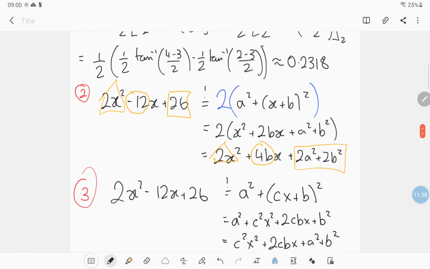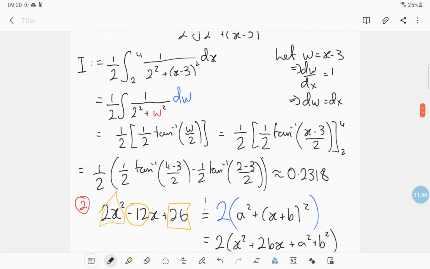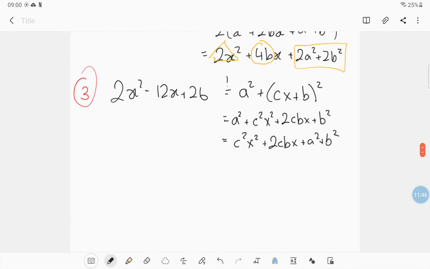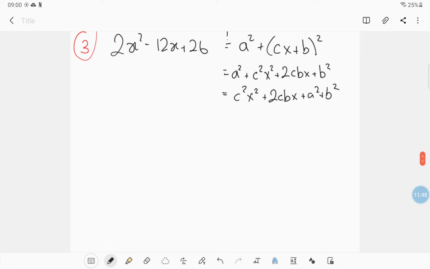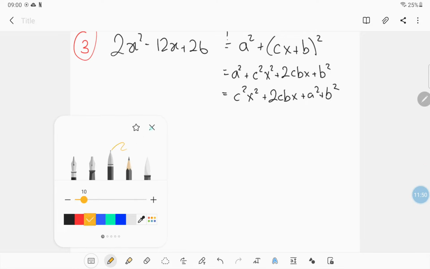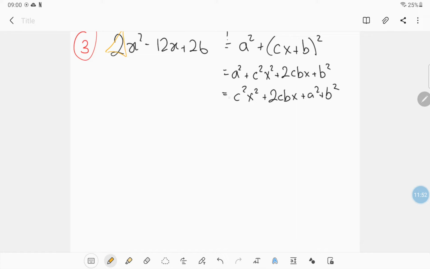So when it's x plus or minus a constant with nothing else, you really don't actually have to do the substitution. This is the one where you do. So let's compare. We want 2 to equal c squared. We want minus 12 to equal 2cb. And I want 26 to equal a squared plus b squared.